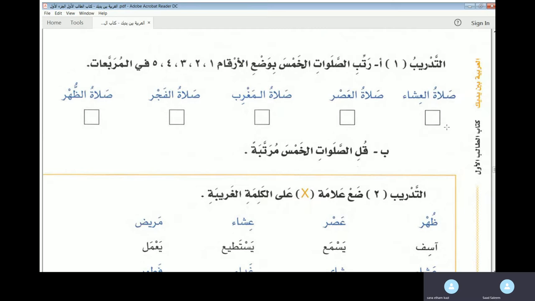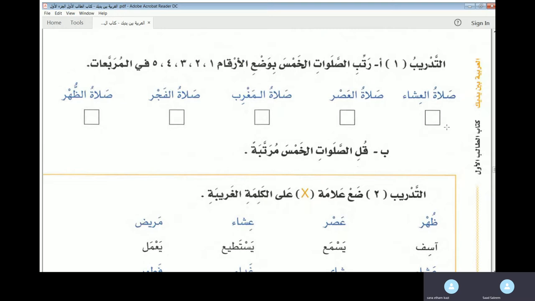Exercise one. Rattib means arrange, sort. Arrange the salawat, the prayers. Five prayers. Khamsa salawat.